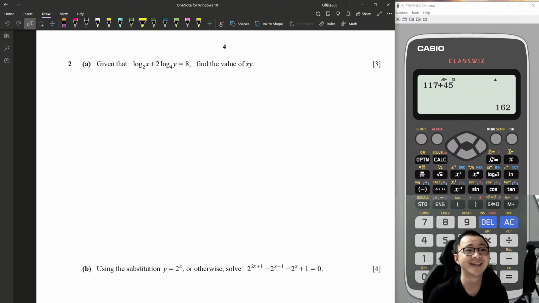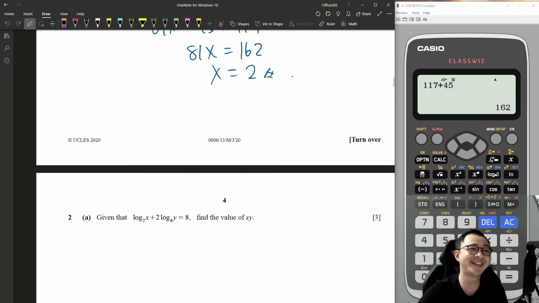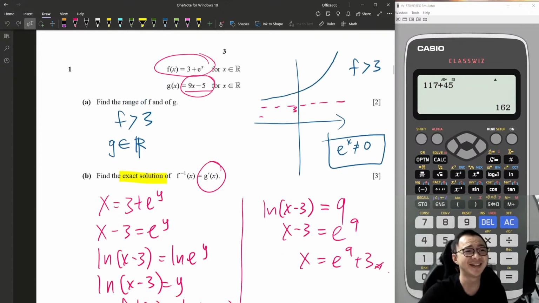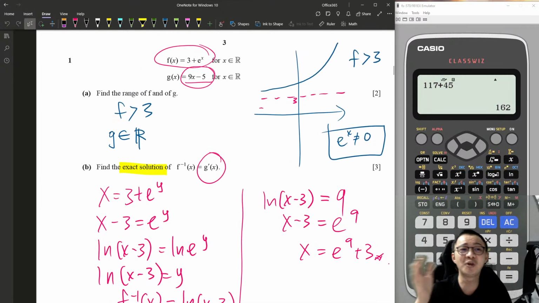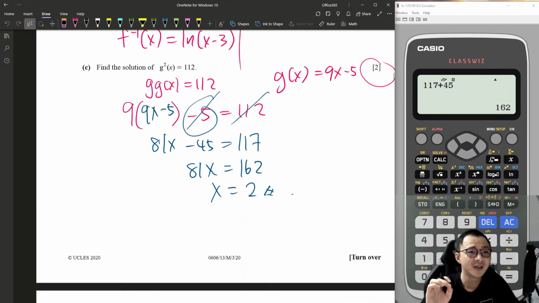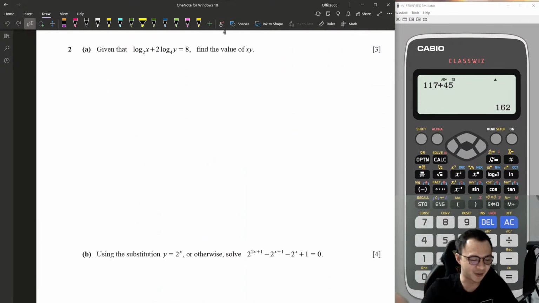Done, number 1. Any questions so far? Anything you want to ask me about this function question? If you have no idea what is the meaning of range and domain, please go check it out. I have a few videos discussing range and domain. And if you have no idea how to find an inverse function or how to differentiate g(x), then you need to go learn all the basics in order to do this kind of question. But it is not a very difficult question, so I will just move on to log.